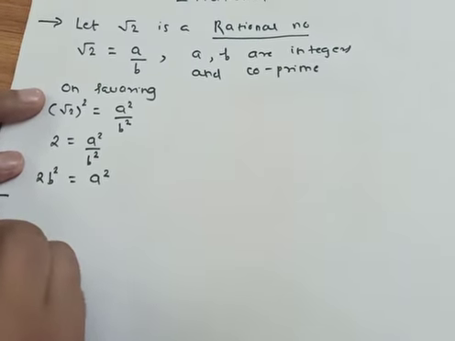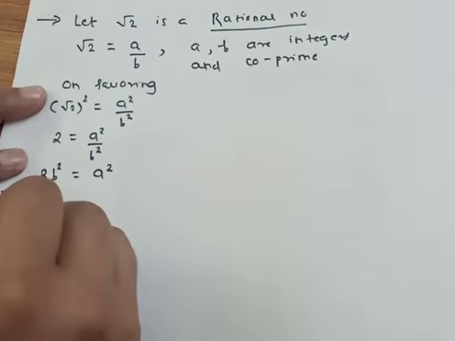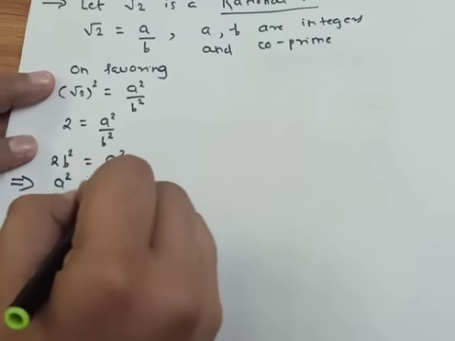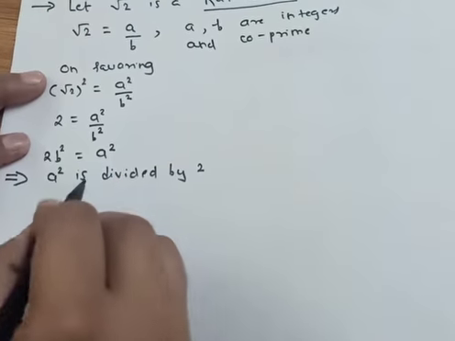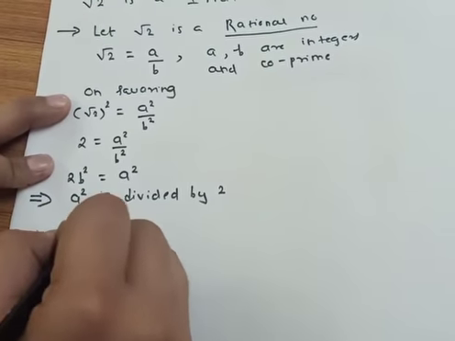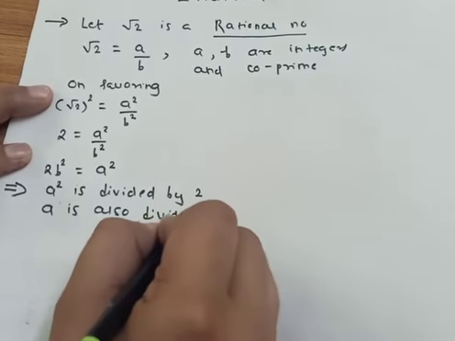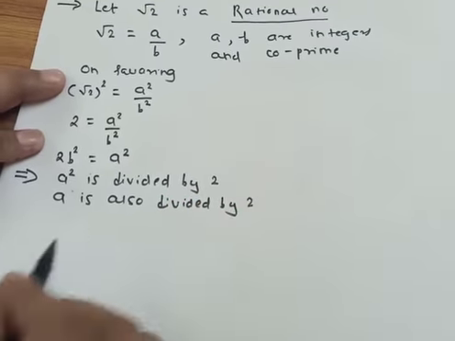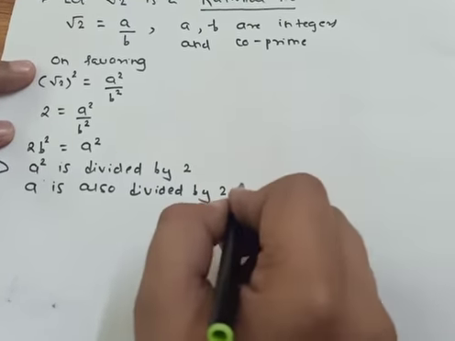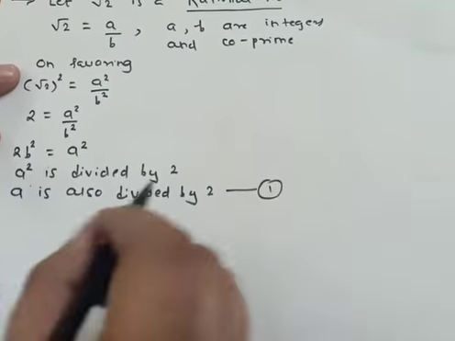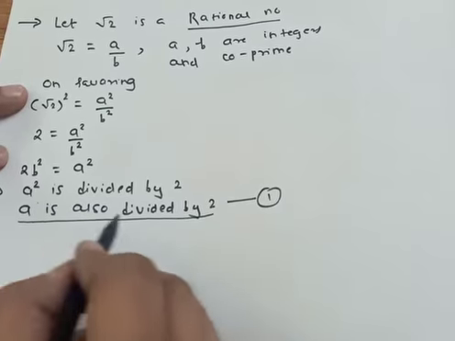So what does this imply? When this 2 shifts to this side, it will divide. So it implies that a square is divided by 2. If a square is divided by 2, a is also divided by 2. We have seen in the previous theorem that if a square is divided by 2, a is also divided by 2. Then this is equation number 1. Equation number 1 says that a is divided by 2. It means that a has a factor of 2.